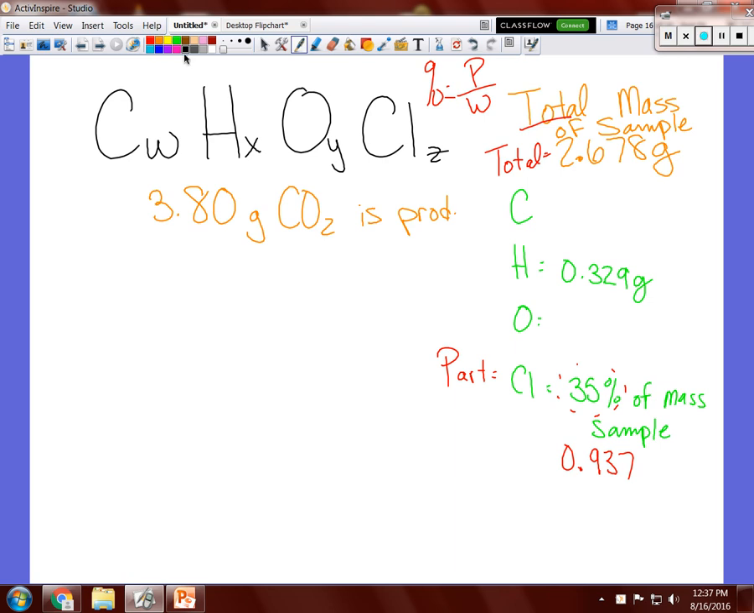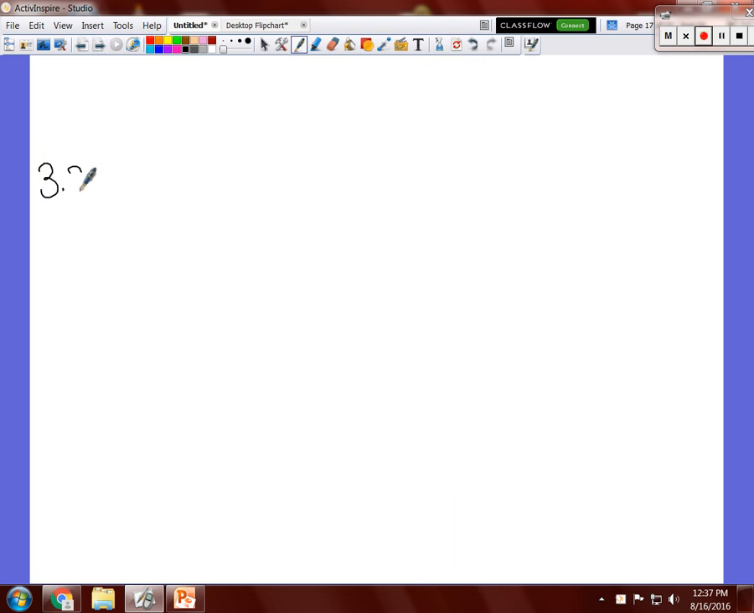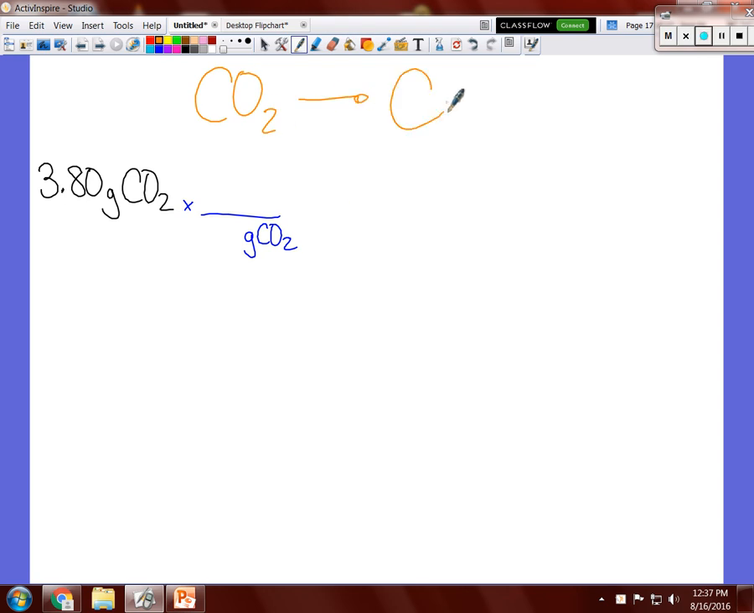So here's the deal. I'm going to change pages just so we'll have enough space. So 3.80 grams of CO2. And this is where it gets really kind of funky. You with me? I have no clue where I'm going, but I know at least what has to be true. What kind of grams? So, we know that I'm going from CO2 to C. Would you agree with that?